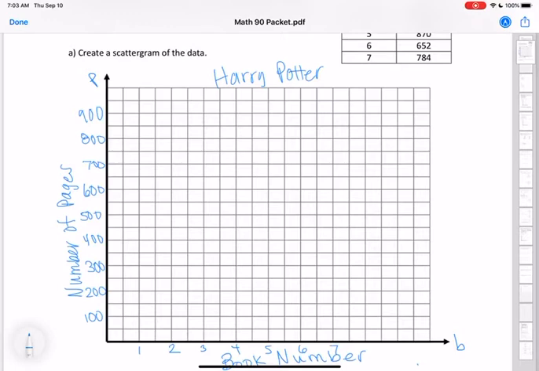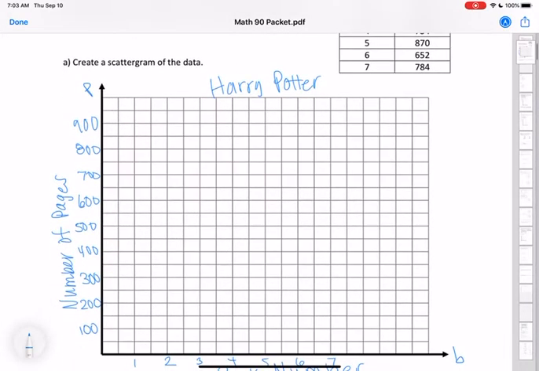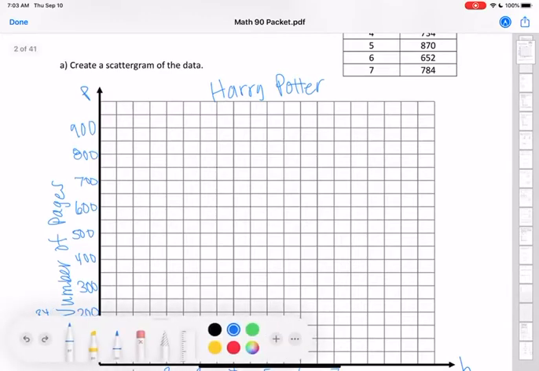So for example, I've had people in the past, their scattergram on the left side, they might tell me something like, well, I'll show you what they would do. I've had people before, they write like 309 and then 341. They write it like this. So that's incorrect because that's not going to be an even scale up the side. Okay.